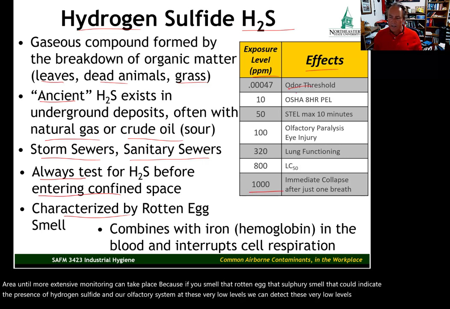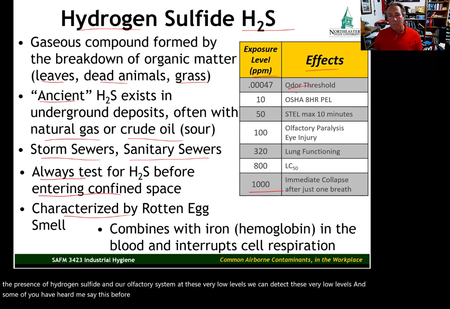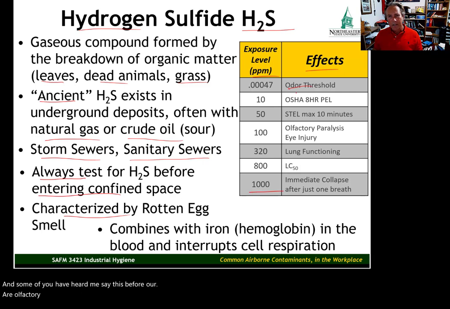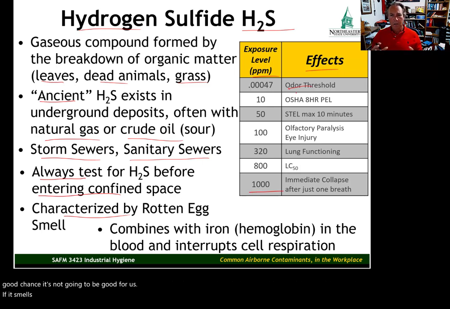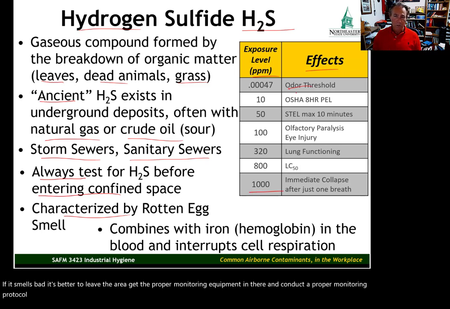And some of you have heard me say this before. Our olfactory senses give us a good indication of what's bad for us. Normally, if it smells bad, if we don't like the smell of it, good chance it's not going to be good for us. If it smells bad, it's better to leave the area, get the proper monitoring equipment in there, and conduct a proper monitoring protocol to identify what the exposure levels are, what the concentration levels are in those areas.